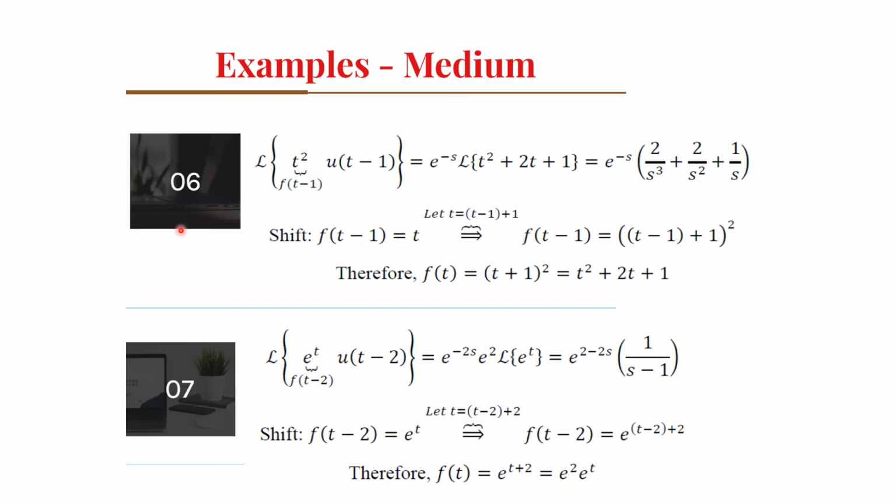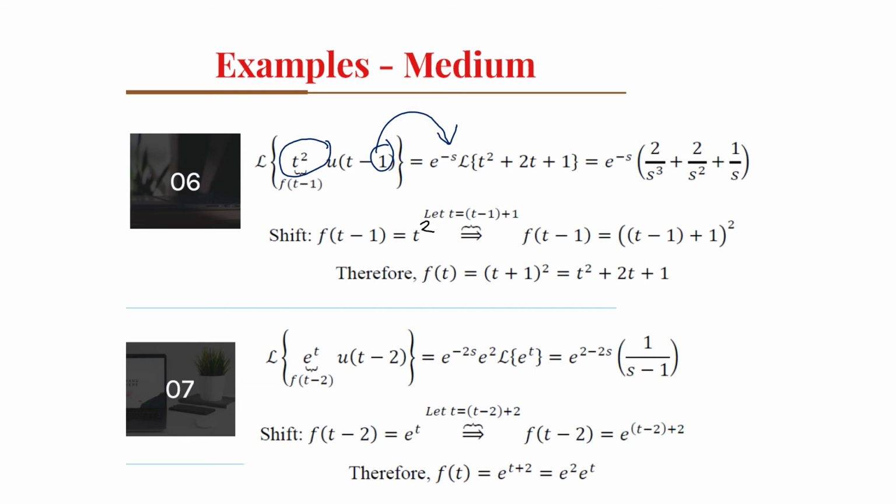For example, example 6, we have Laplace of t squared u(t minus 1). Then a is 1. We know that the power of the exponent is minus as, so therefore exponent minus s. Then whatever is in front of the u(t minus a) is the function f(t minus 1). So in this case, f(t minus 1) equals t squared.